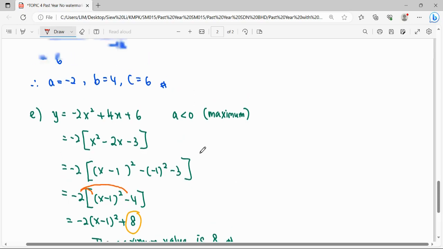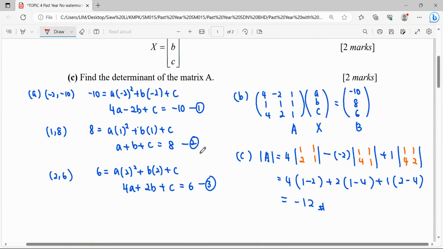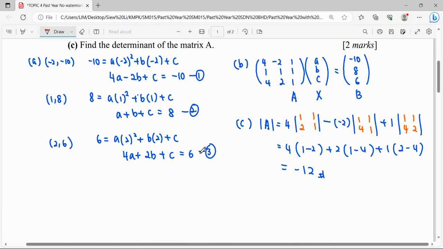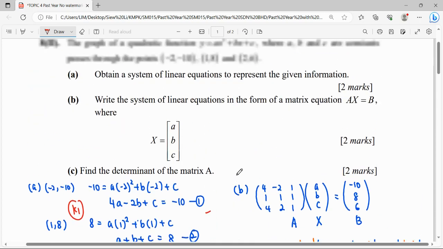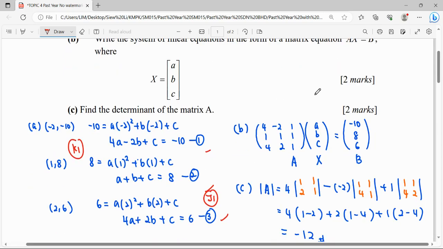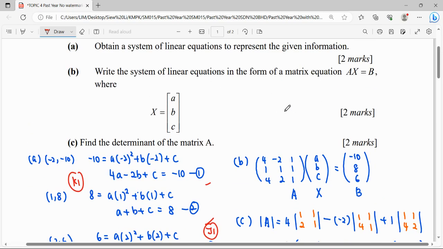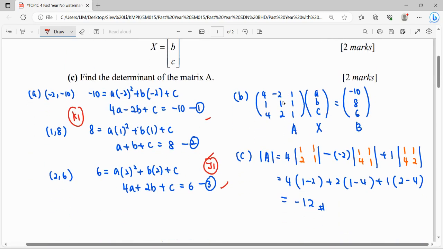So what is important here? For the first part, 2 marks: this is how you substitute your y value and x value to build these 3 equations. 2 marks. And then write the system of linear equations in terms of a matrix. This is how we see your concept and answer. Then finding the determinant: concept, formula and answer.